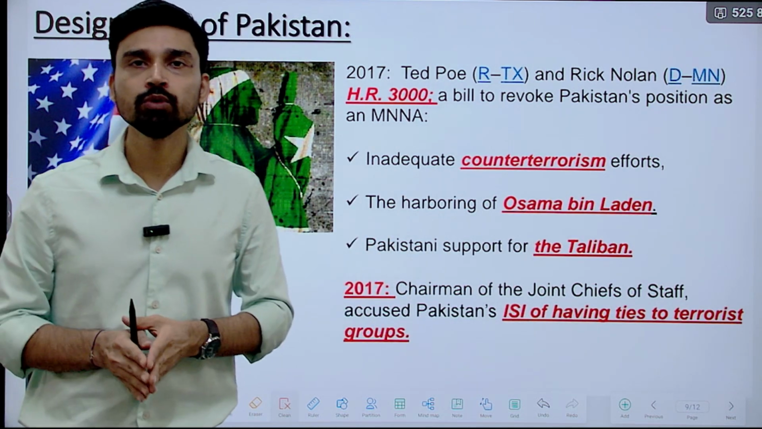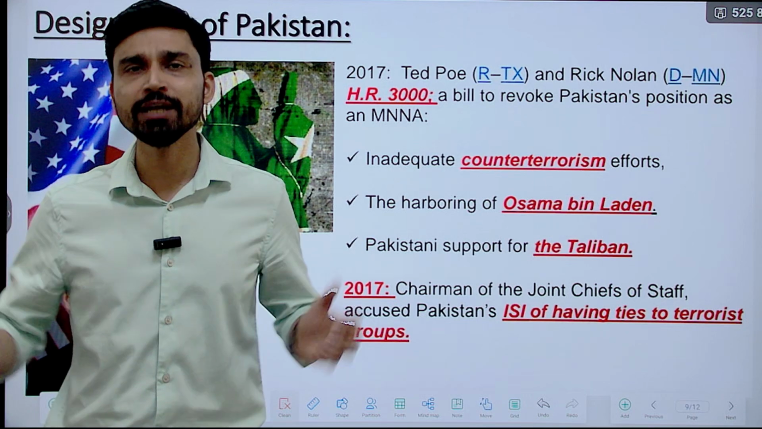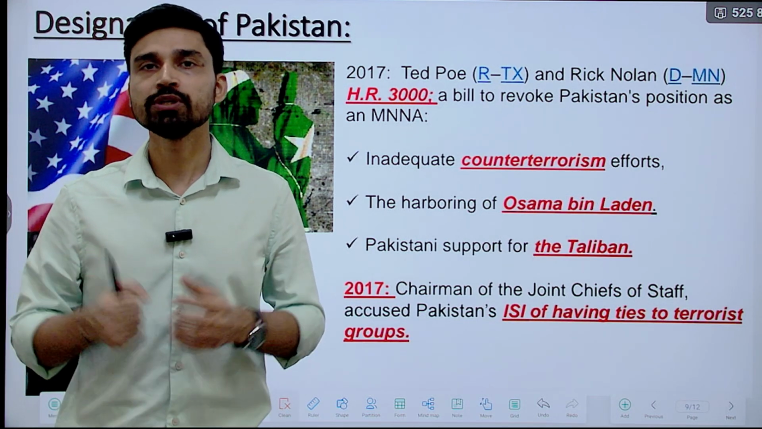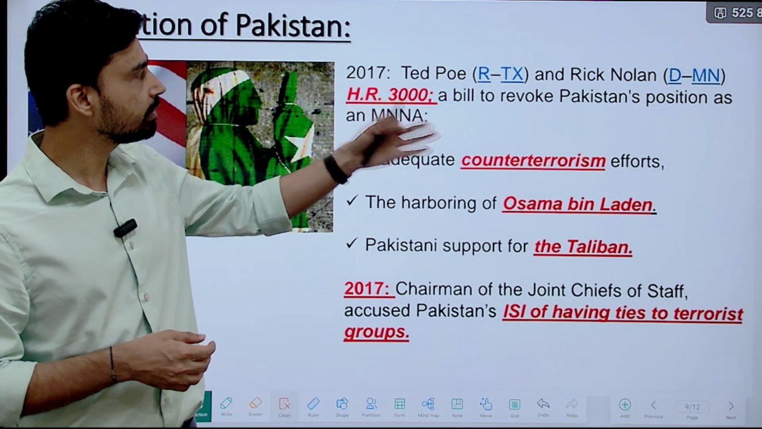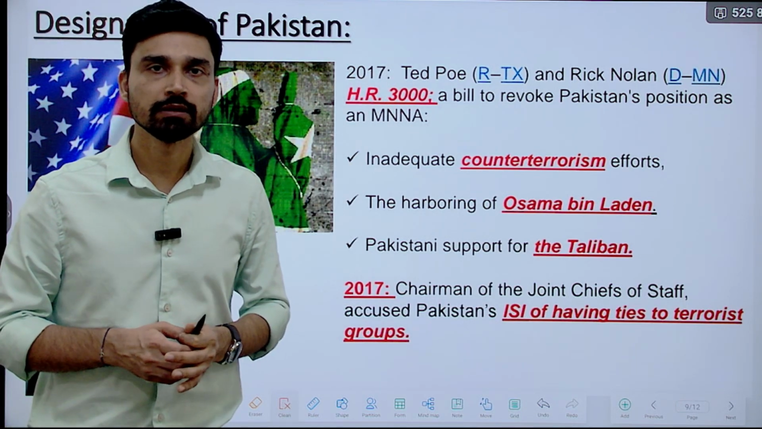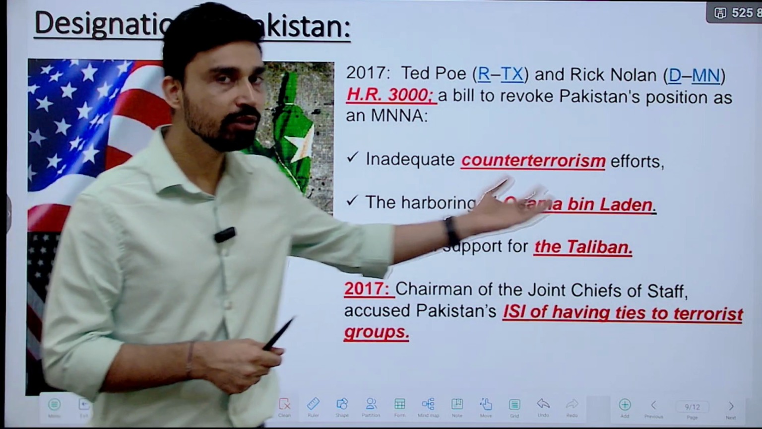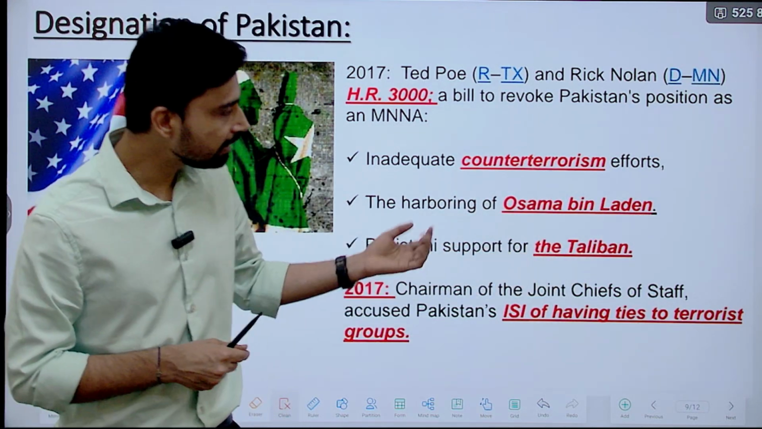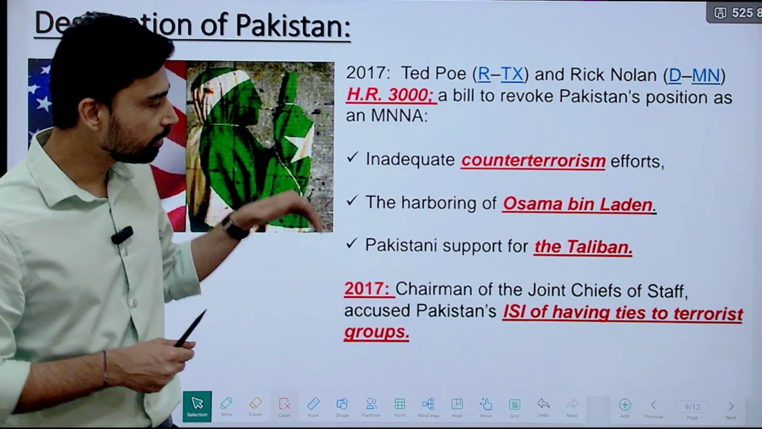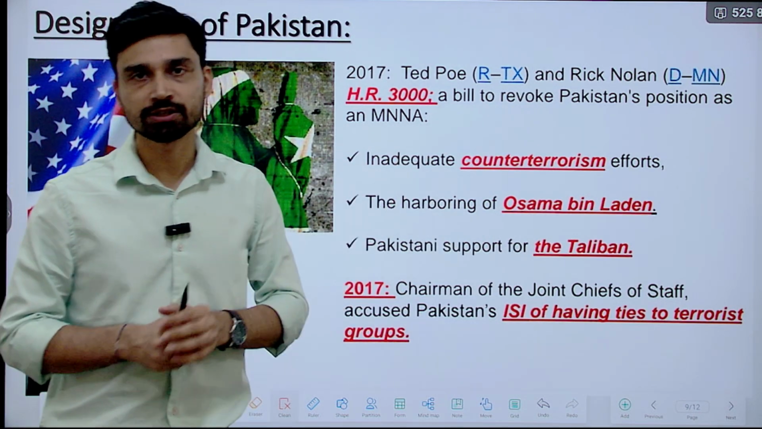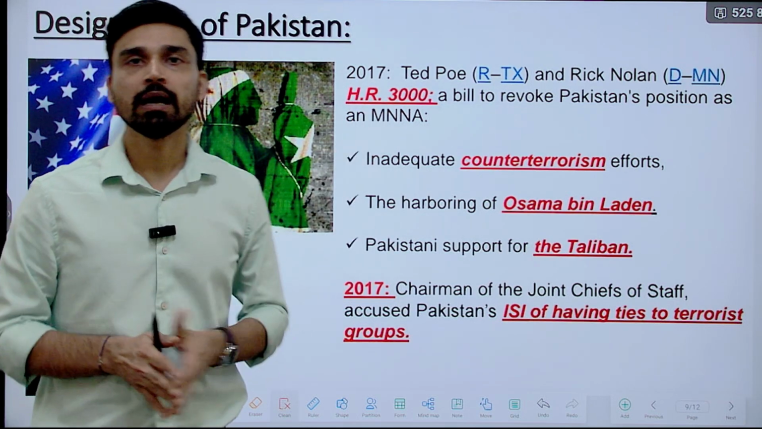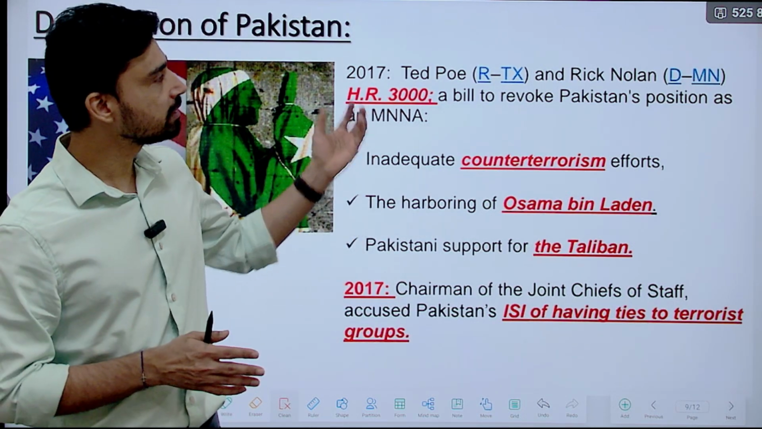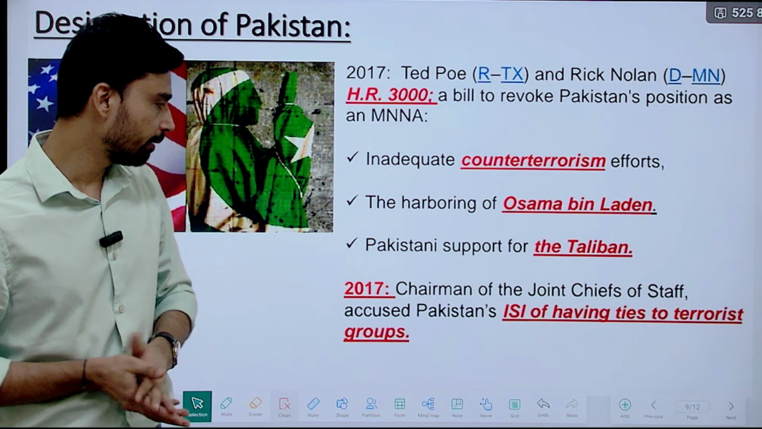And third, as you know, the Taliban was trying to prop up its support, trying to strengthen its resolve and its capabilities to take over Afghanistan, which they were able to do successfully in 2021. So in 2017, the Taliban was trying to strengthen itself with direct and indirect support provided by Pakistan. So it was on these three grounds that the congressmen asked the US Congress to revoke Pakistan's position as MNNA.